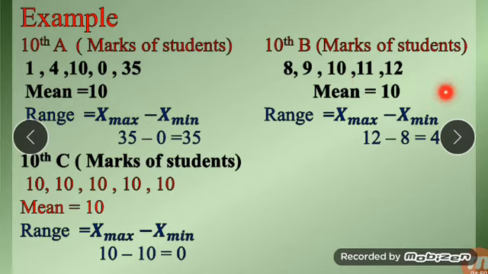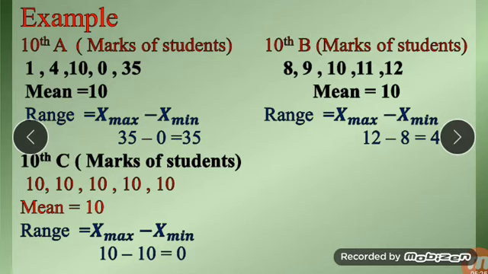Similarly, if we calculate the average for the marks of section B, 8 plus 9 is 17, plus 10 is 27, plus 11 is 38, then plus 12 is 50. When 50 is divided by 5, we get 10. And for section C, 10 plus 10 plus 10 plus 10 plus 10 gives 50, and 50 divided by 5 gives 10. So here the average is the same for all the sections.